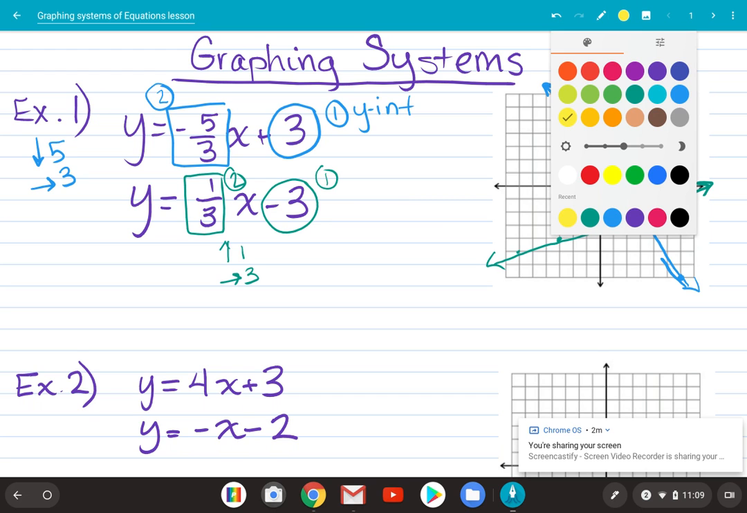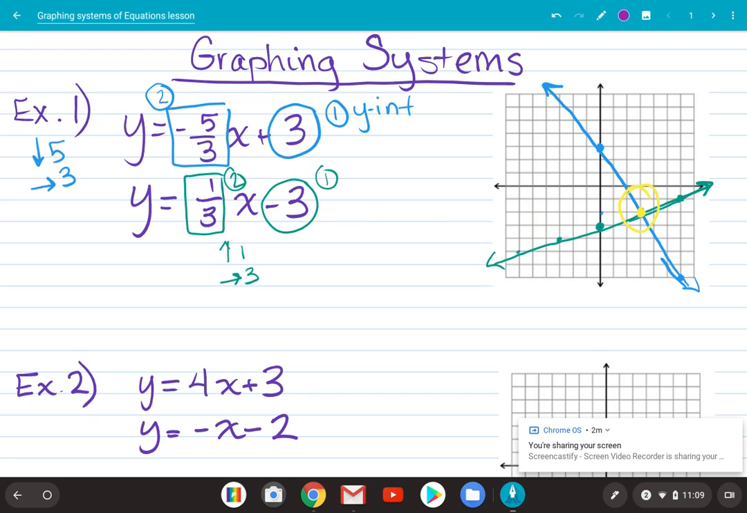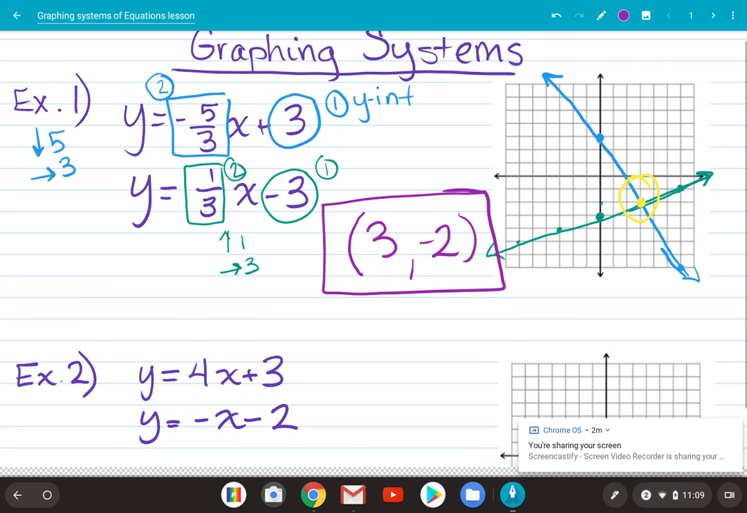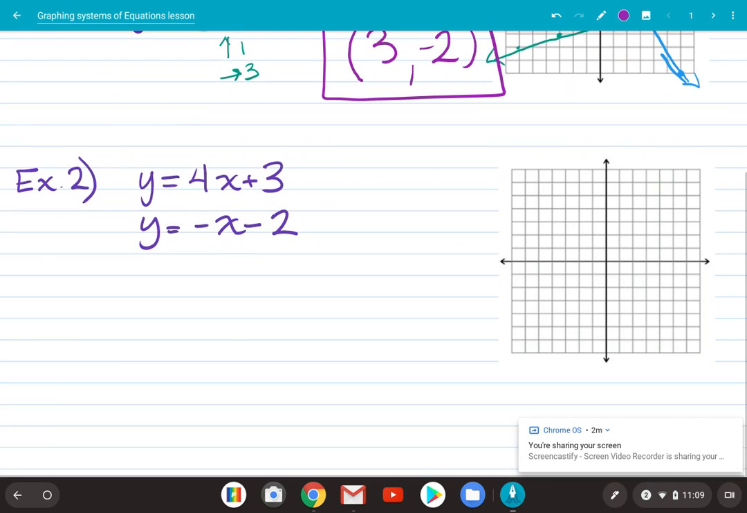So we want to actually write the solution. So where did they meet? The x goes first, so 1, 2, 3, went over 3 and went down 2. This is our solution. Okay? That's our first one. We're going to try one more of this type, and then we'll go on to another one. So again, start here.